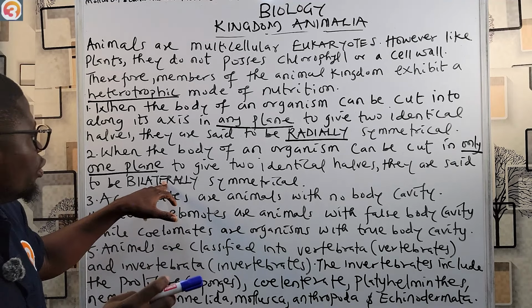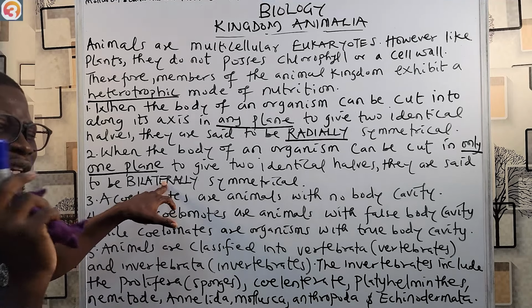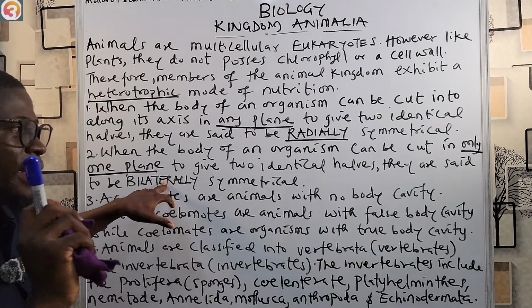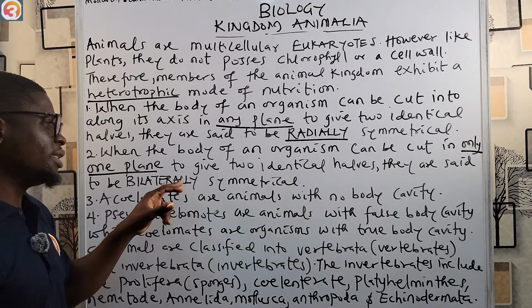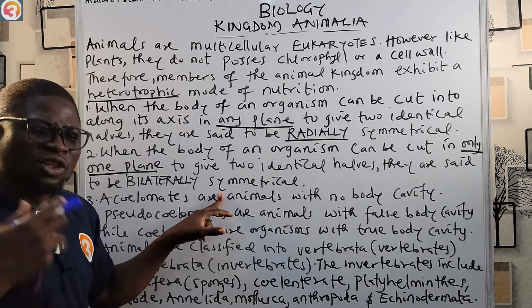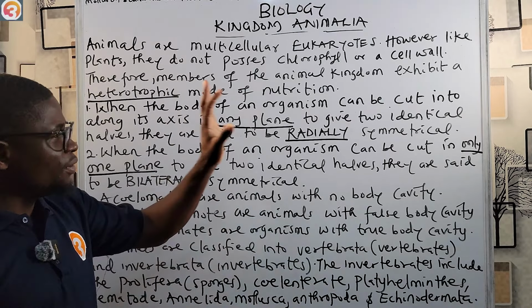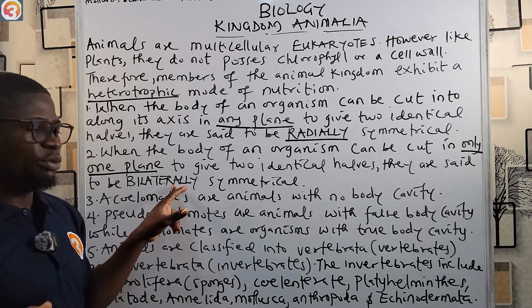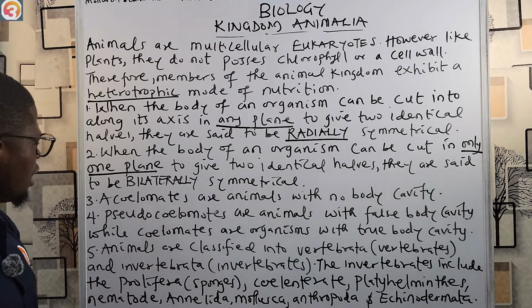You cut the organism in only one plane to give two identical halves. Please make sure you take note of this. They are in your JAMB past questions, so you must take note of this: the difference between radial symmetry and bilateral symmetry. Let's continue with the animal kingdom.